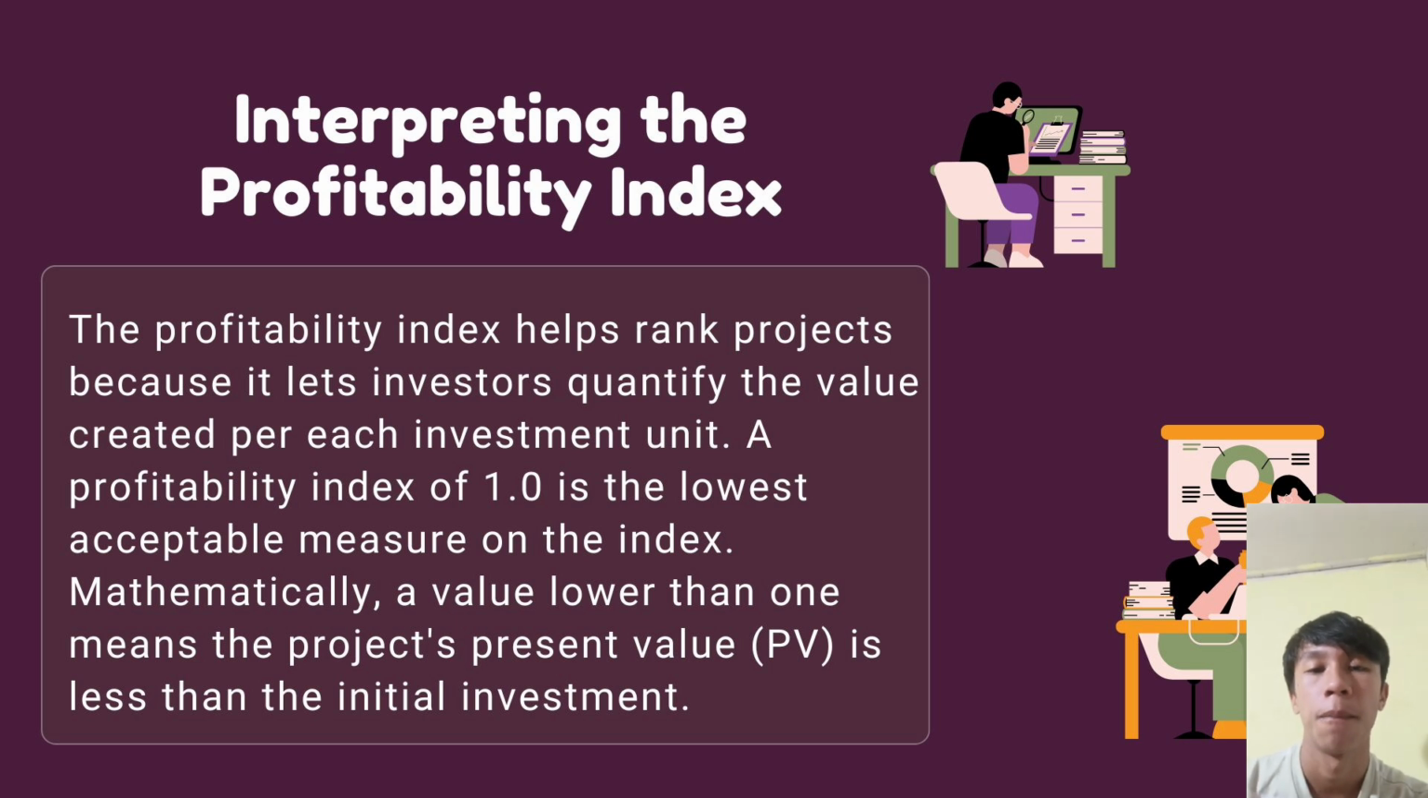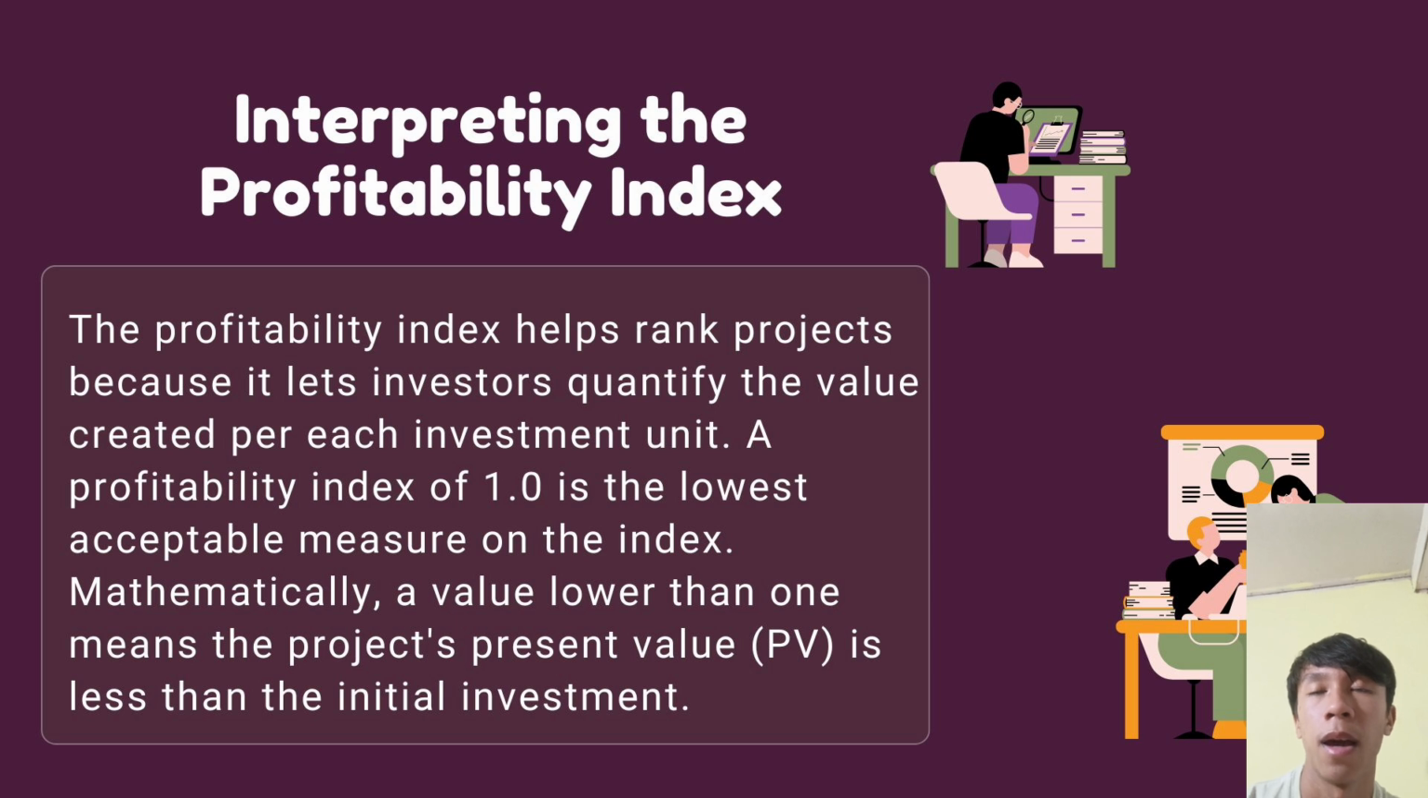So the profitability index, or PI, measures how much value is created for every unit of investment. A profitability index of 1.0 or higher means the project is worthwhile, as the benefit or present value outweighs the cost. If it is below 1.0, the project should be rejected because its costs are higher than its value.